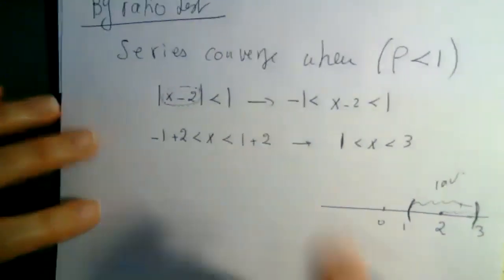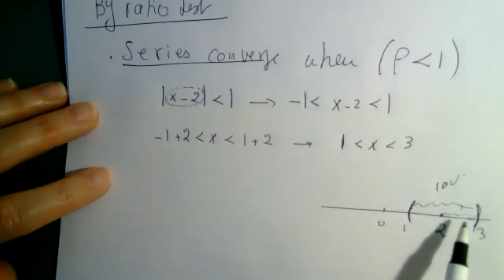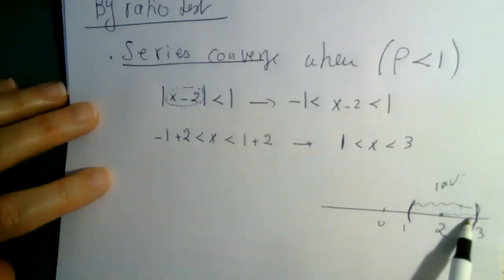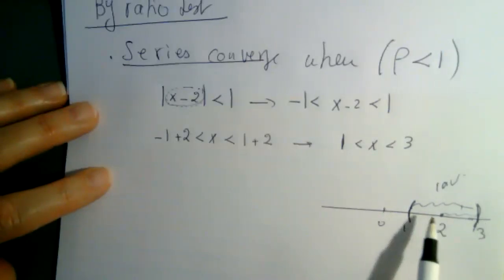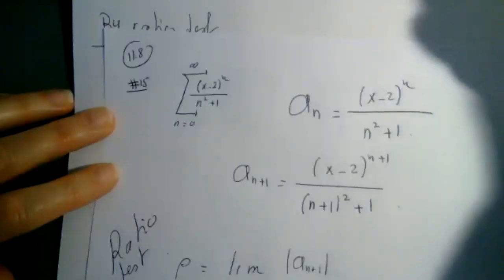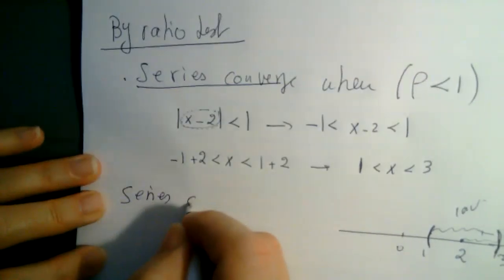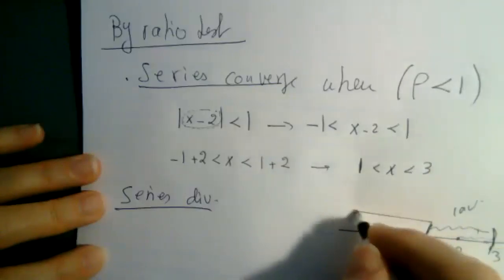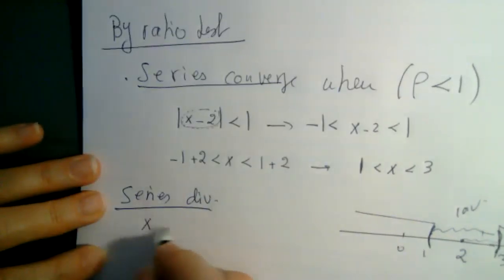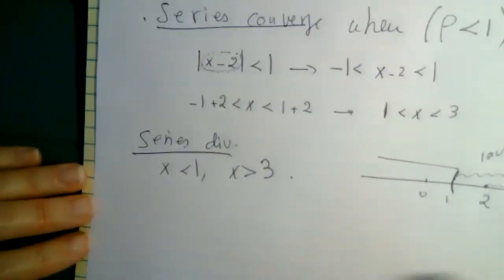Now, when is it going to diverge? So that's when it converges. It means if I take any number between 1 and 3, if I take 2, 2.5, 2.9, 2.99, any number, and I plug it into the expression of the series right there, I'm getting a series of numbers. This one will converge. Now, to diverge, outside that, it will diverge here, it will diverge here. So it diverges when x is less than 1 and x larger than 3.